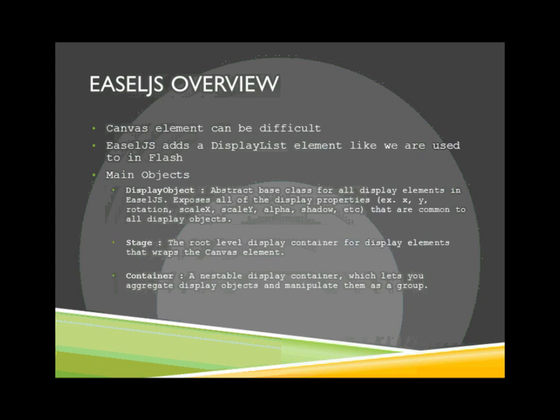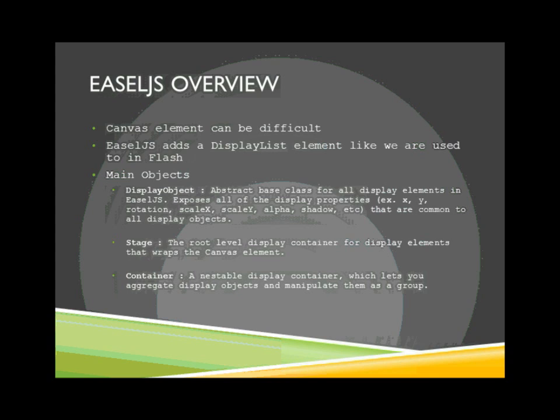So it does the typical things you would note, like X and Y, scale X, scale Y, alpha, shadow. These are just common things that are innate to all display objects. Again, this is the base class. You would never really use display object explicitly, but just to let you know, most of the things I'm going to talk about next will return something extended from the base object.